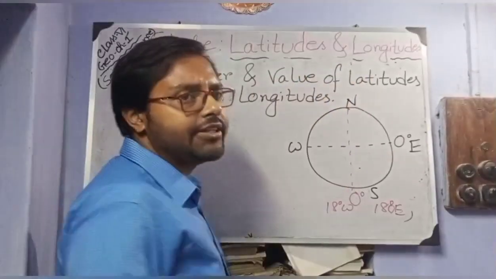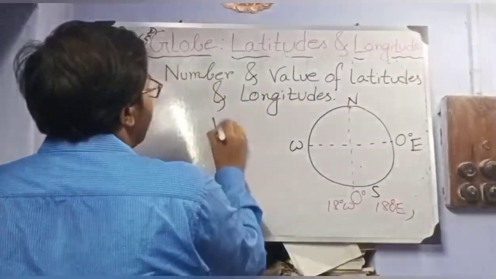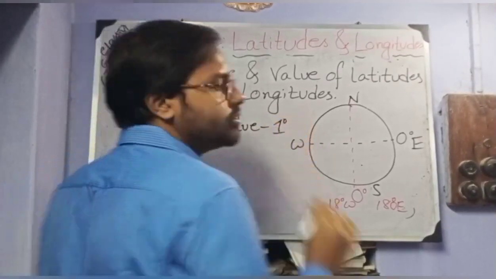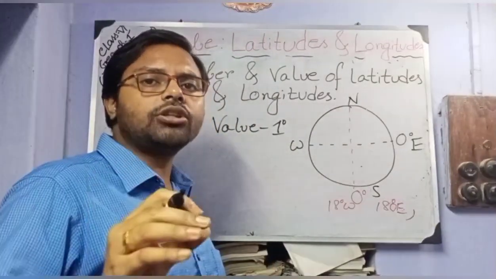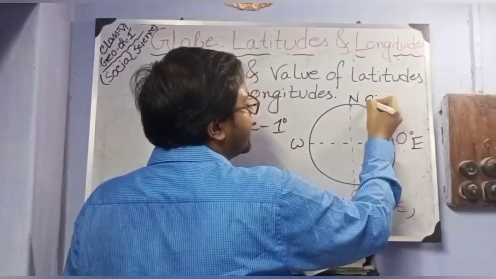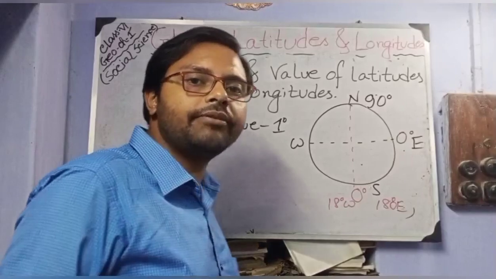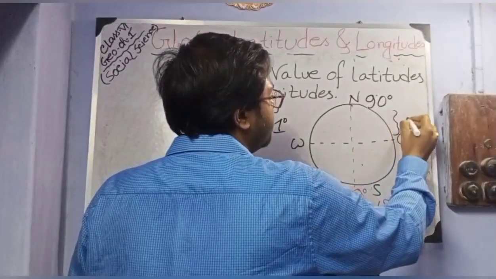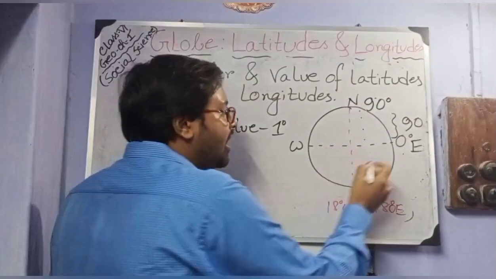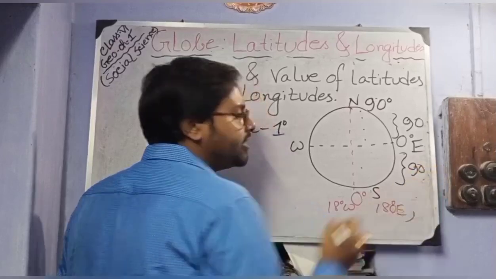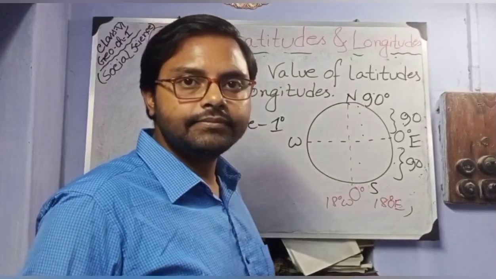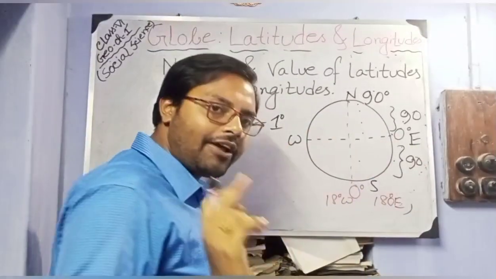Now, the number and value of the latitudes. First of all, remember that the value of each is 1 degree. Longitudes and latitudes, both of them have a value of 1 degree. That means from 0 degree to 90 degree north, how many latitudes may be there? Total 90, from 1, 2, 3 like this. And similarly in the southern hemisphere there are also 90. That means the total number is 90 plus 90, 180, and 1 is 0 degree itself, a latitude.